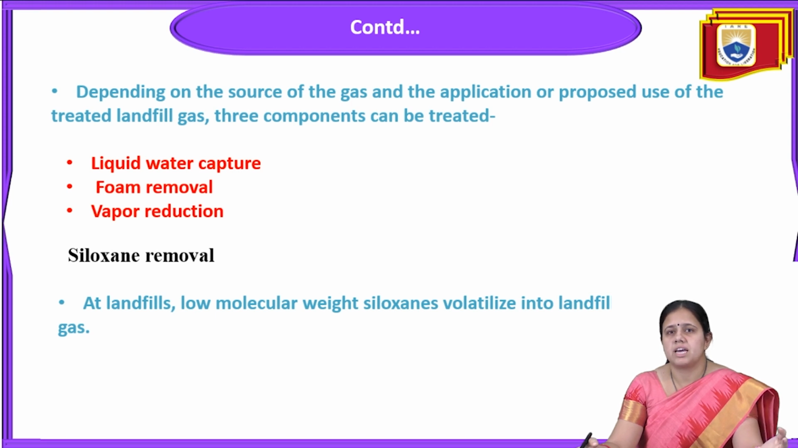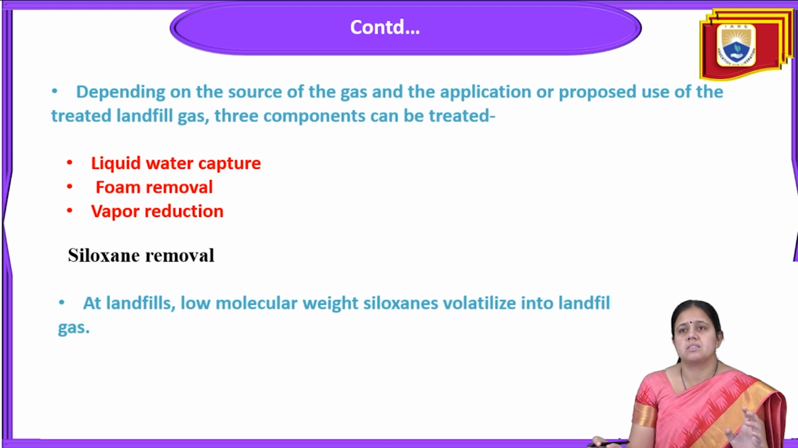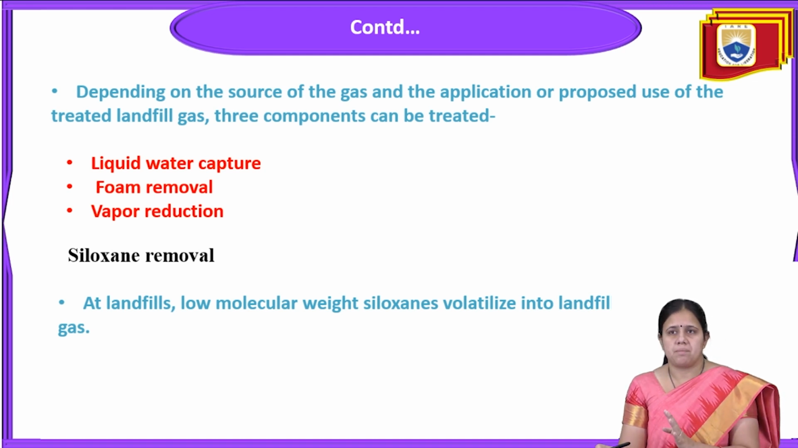Depending on the source of gas and the application or proposed use of the treated landfill gas, three components can be treated. First is liquid water capture, foam removal and vapor reduction. So it depends on the source of the gas and where this landfill gas is going to be used, its proposed use. The first is liquid water capture, then foam removal, and then vapor reduction.